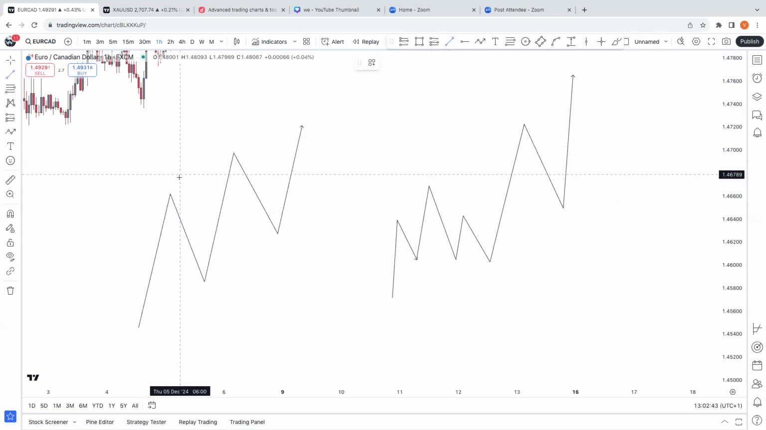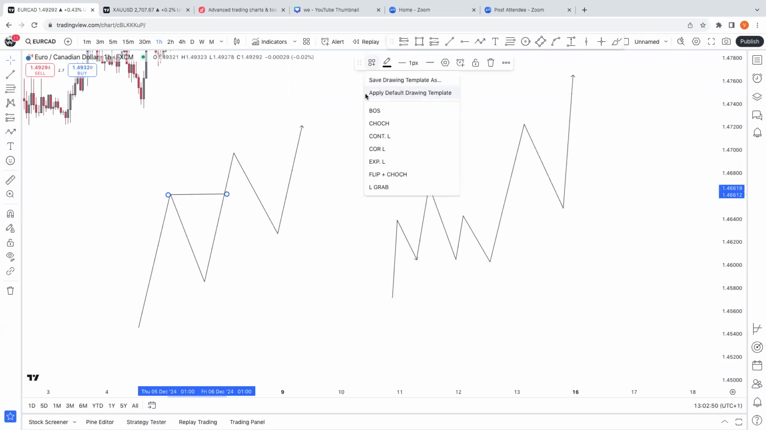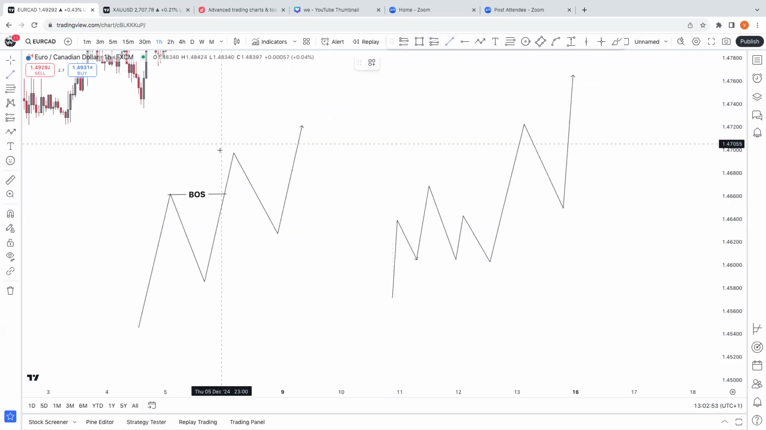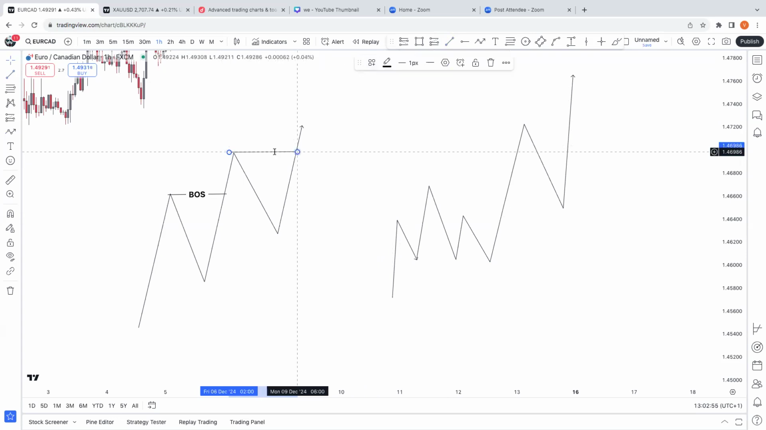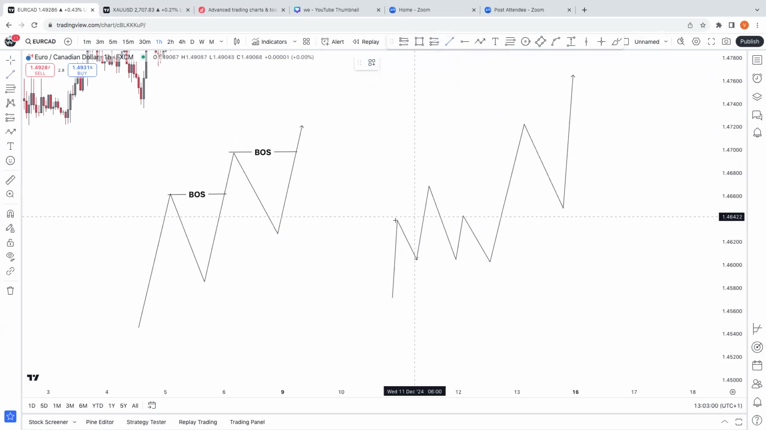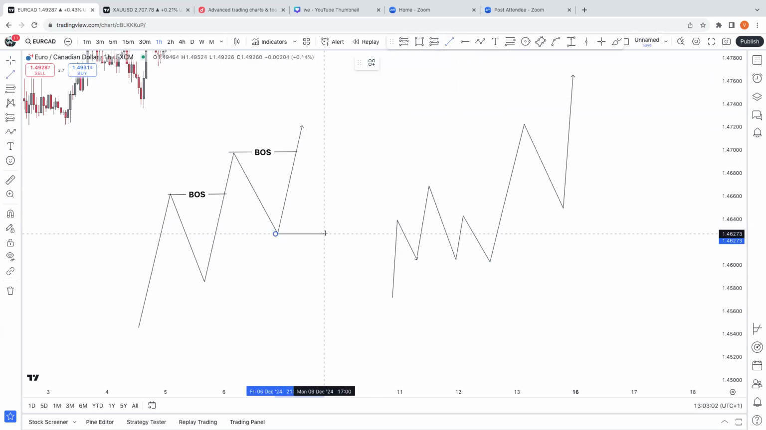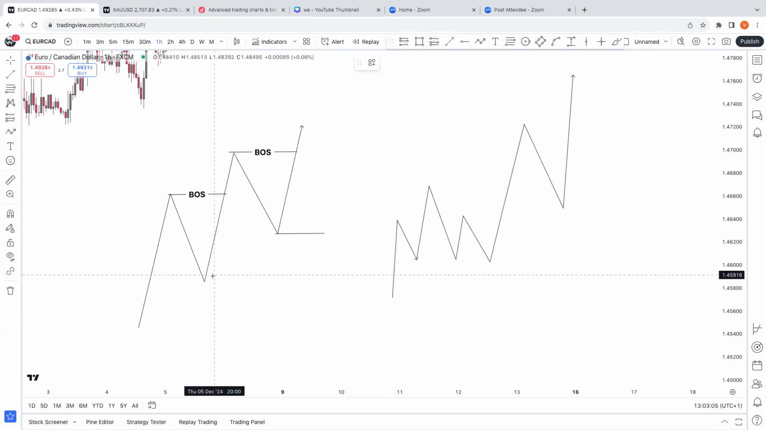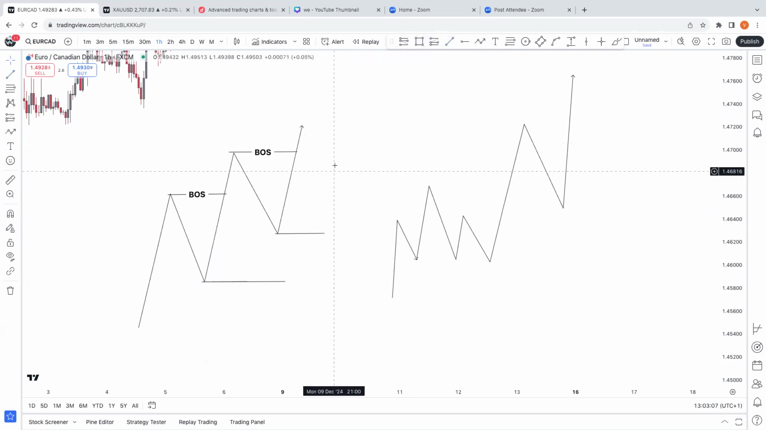So when we have a situation like this, we mark this zone as the break of structure, the BOS. We say this is the BOS. Here also is the BOS, and this zone here is the higher low. This is the higher low as well. Now, this is a perfect market structure, where we have BOS to the upside in a definite direction. So this is a bullish market.